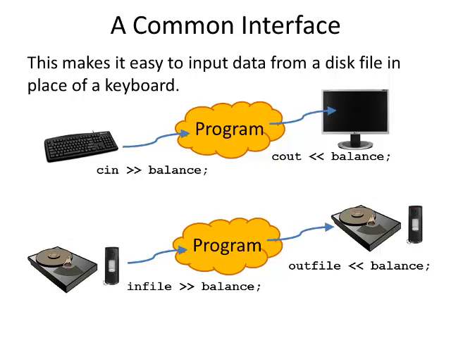In C++, to work with a console, I use cin, and then I could read into a variable. So I could say cin greater-than balance, and that would read some numeric data from the keyboard and stick it into a variable named balance. If I want to display that, I'd say cout, for console out, less-than balance, and then that numeric value would be displayed on the monitor.